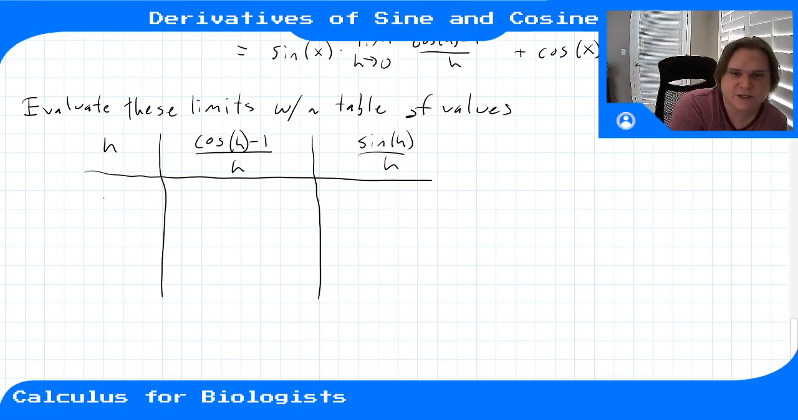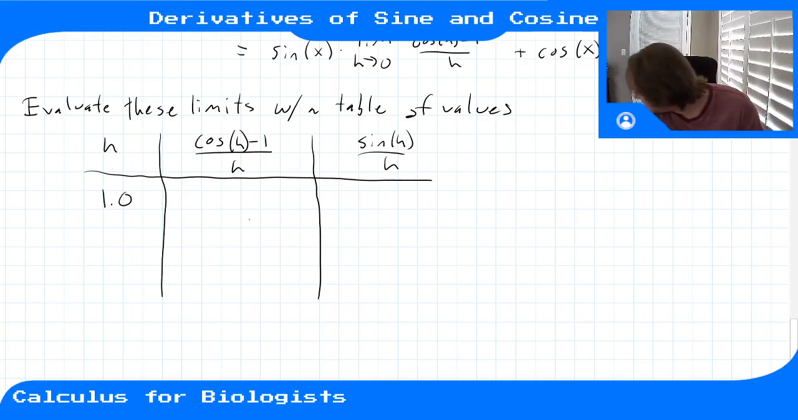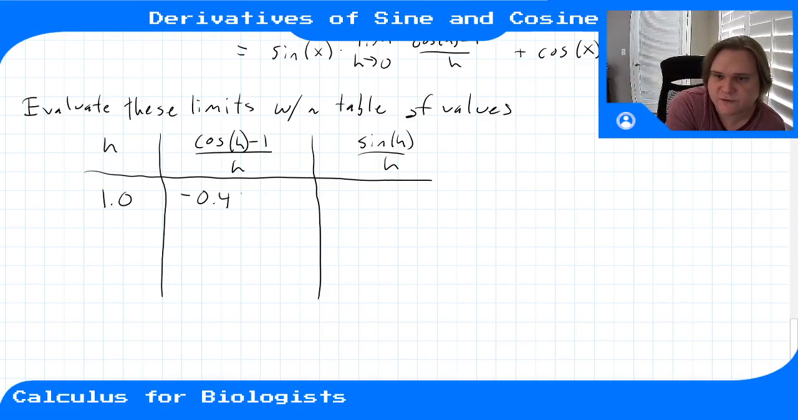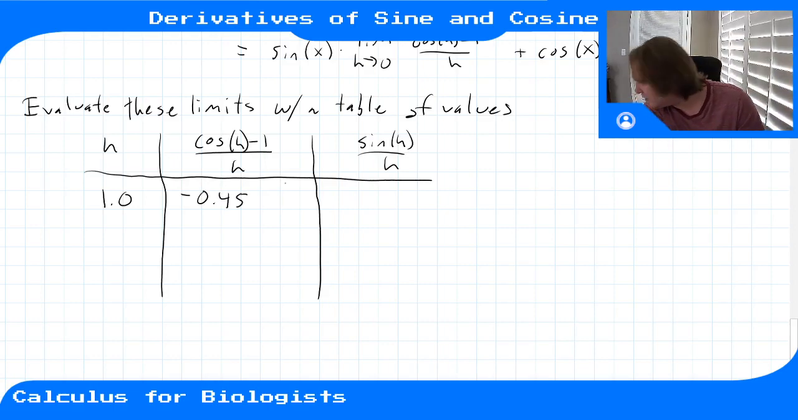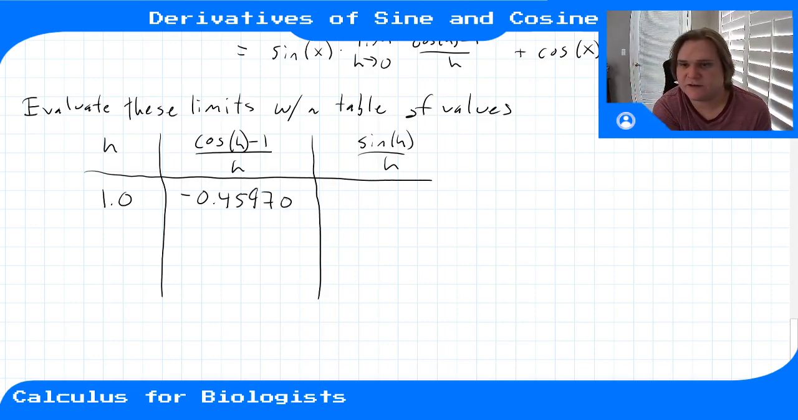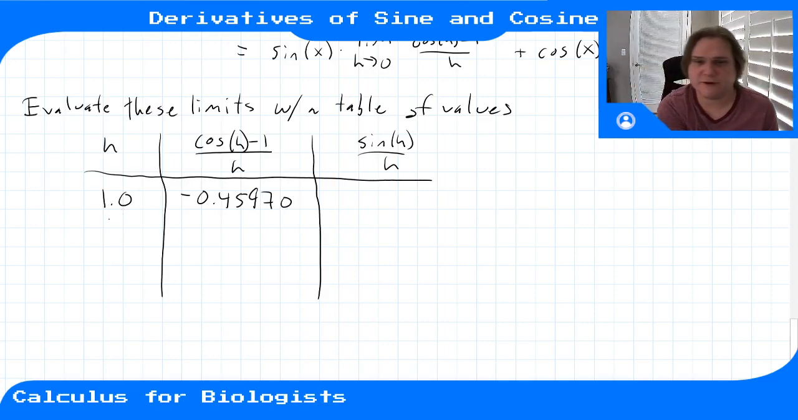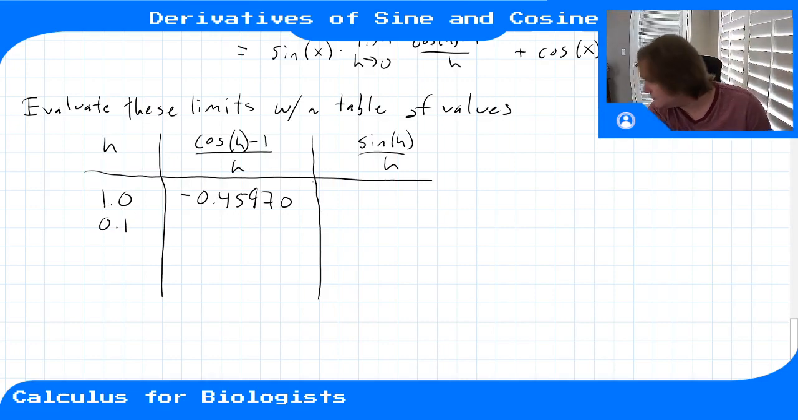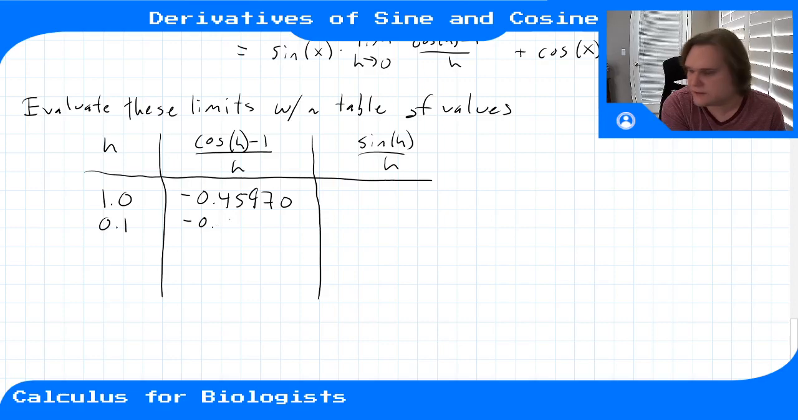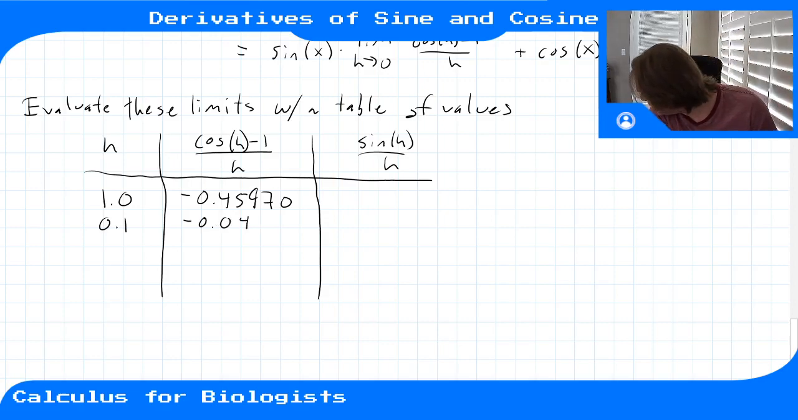Okay, so when h is equal to 1, cosine of h minus 1 over h is equal to negative 0.45970. When h is equal to 0.1, cosine of h minus 1 over h is equal to negative 0.04996.